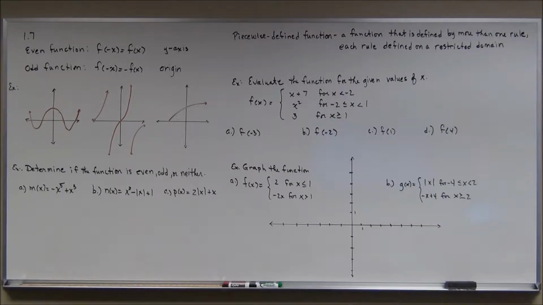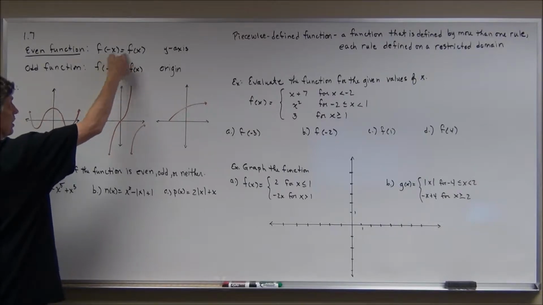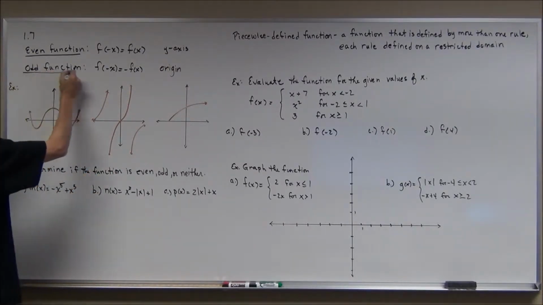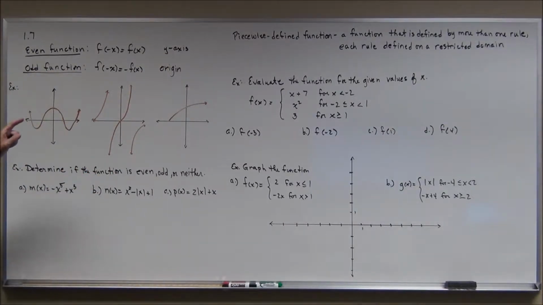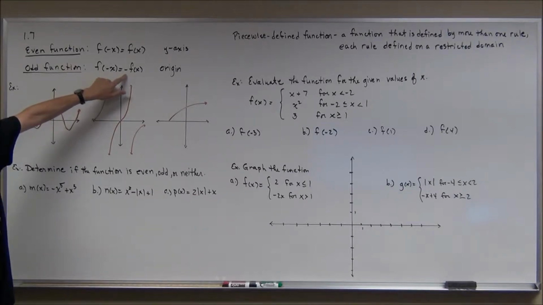Alright, we continue with section 7. As I mentioned in the last video, if you have a function whose graph is symmetric to the y-axis, we call that an even function. Notice here that with an even function, f of the opposite of x is going to equal f of x. This is a test that you can use when you have the equation of the function. And again, symmetric to the y-axis. An odd function, as I mentioned before, was a function whose graph is symmetric to the origin, and in this case f of the opposite of x is equal to the opposite of f of x.